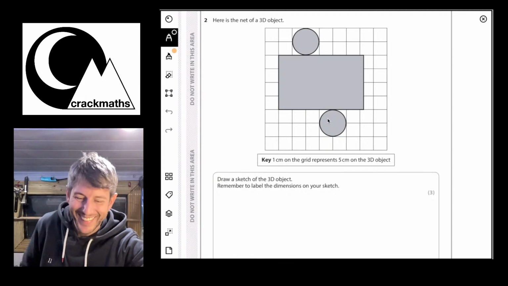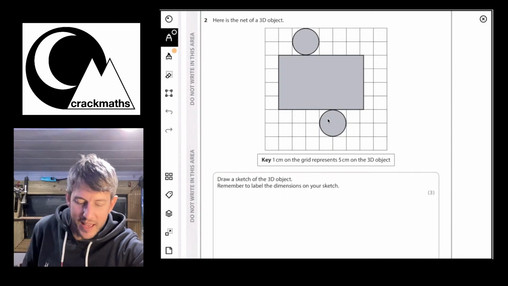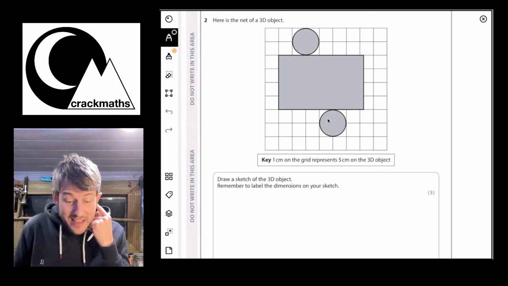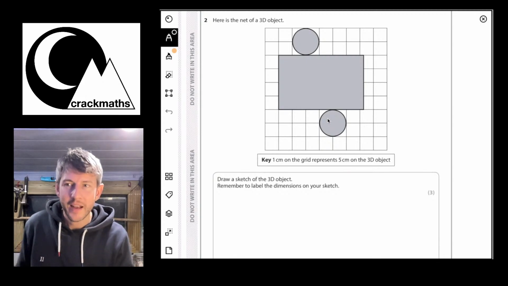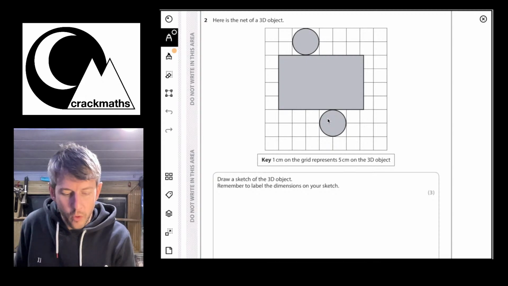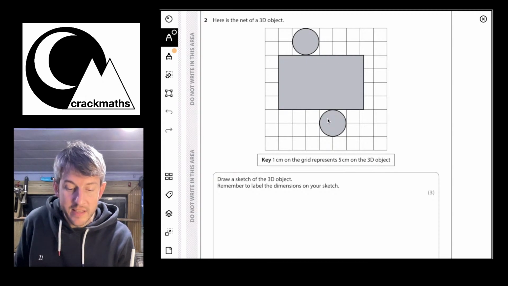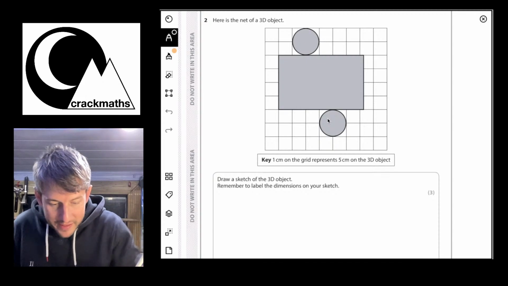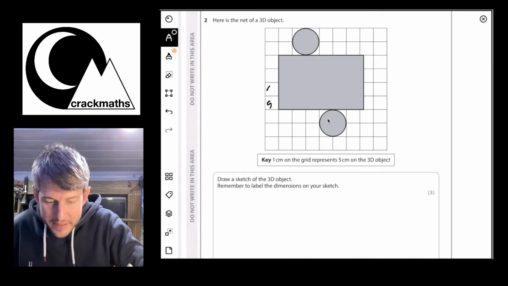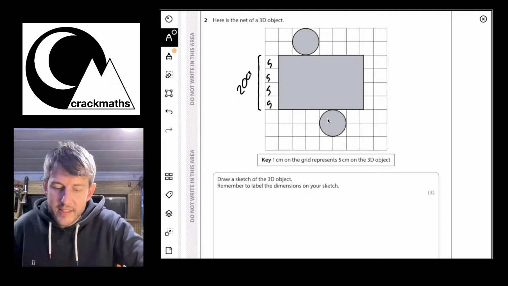So here we go. Here is the net of a 3D object. Draw a sketch of the 3D object. Well, I can see that this is a cylinder, and there is a key, and it says on the key that 1 centimetre on the grid represents 5 centimetres in real life. So that means that's 5, this is 5, this is 5, this is 5. So from here to here is 20 centimetres.